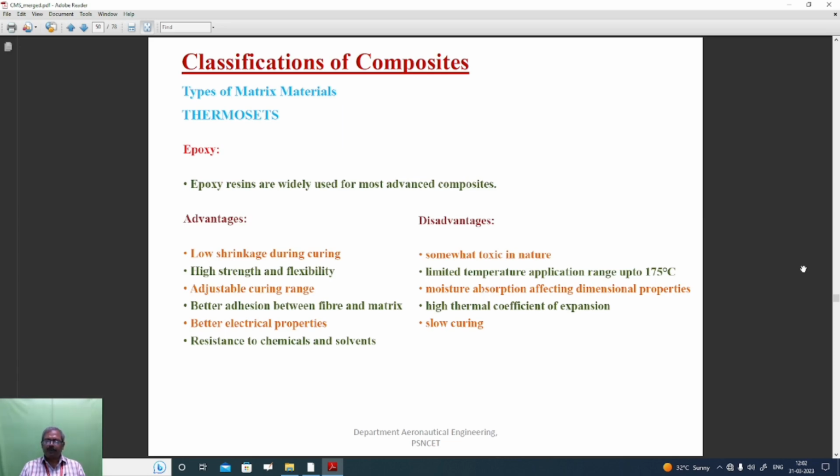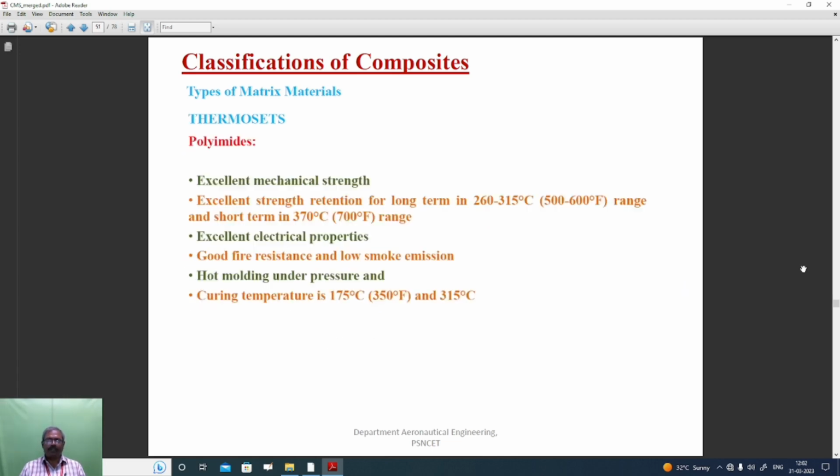They are limited to a temperature application range up to 175 degrees centigrade. Moisture absorption affects the dimensional properties of the epoxy resins. High thermal coefficient of expansion, then slow curing.